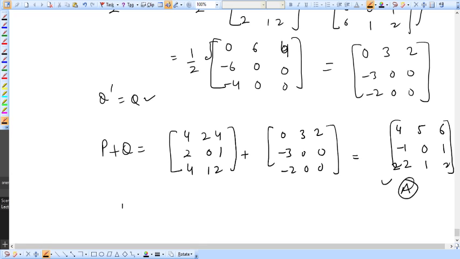Therefore P plus Q is equal to A, so we have expressed A as the sum of these two matrices, where P is the symmetric matrix and Q is the skew symmetric matrix.